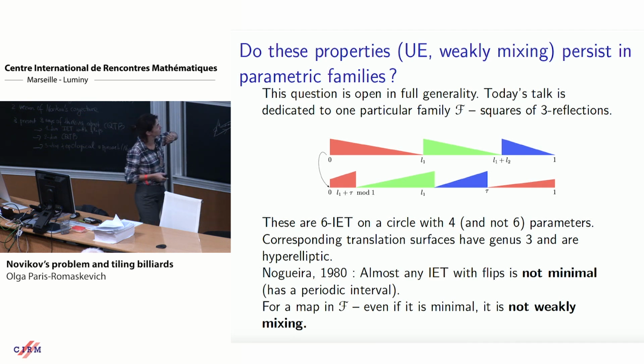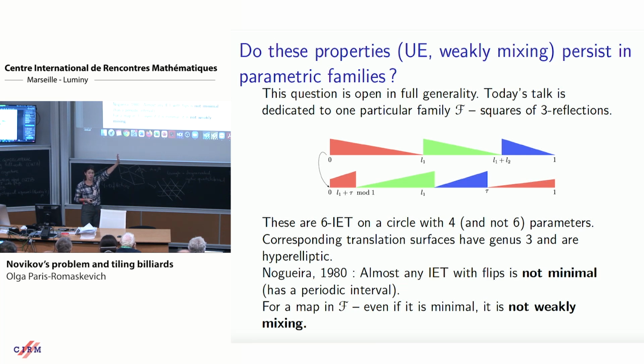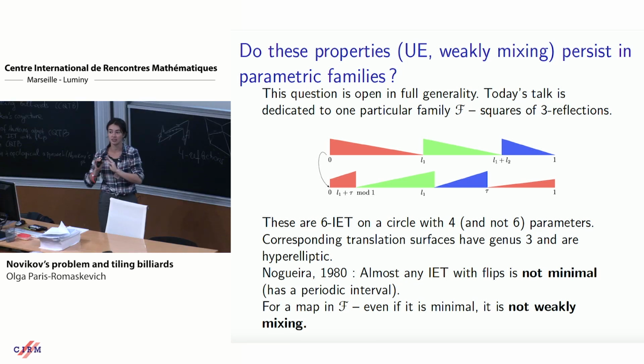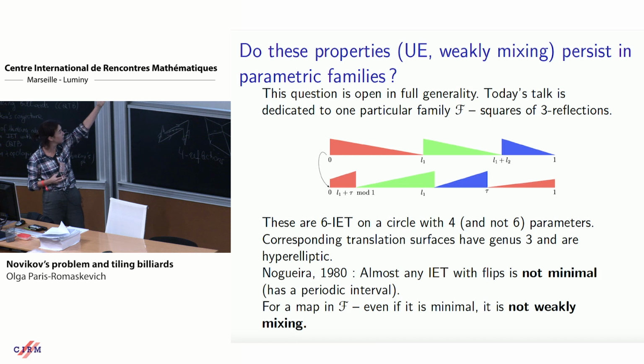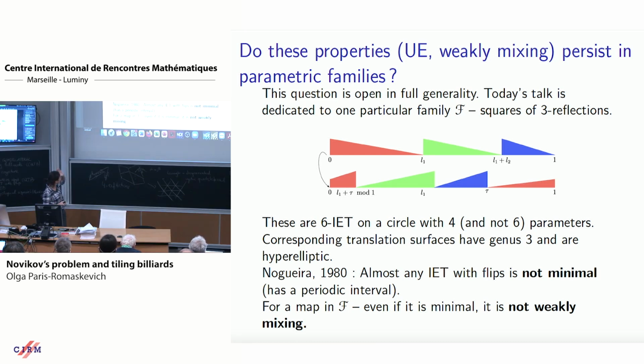So Nogueira has proven that if you take an interval exchange transformation and you make at least one interval flip, then the minimality is gone. In the sense that almost any interval exchange transformation with some combinatorics, when at least one interval flips, will not be minimal, and much stronger, it will have a periodic interval which comes back to itself after some number of iterations. So it's true also for our family, but what is surprising for our family is that almost any map from our family is not minimal, as Nogueira says, but even stronger, it's not weakly mixing if it's minimal. So it's a very, very particular case.